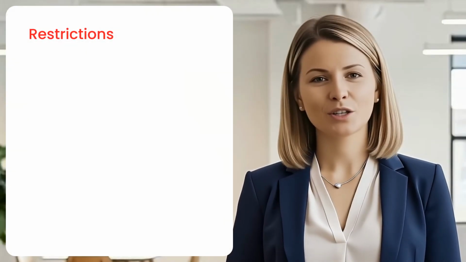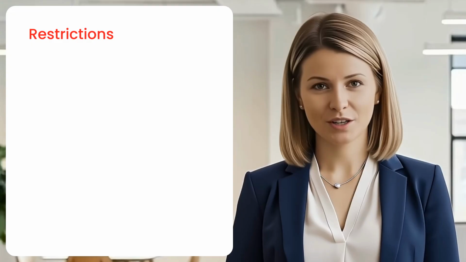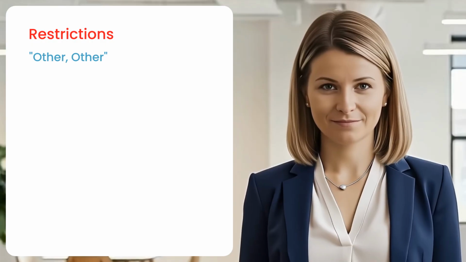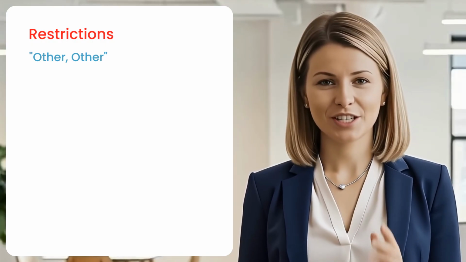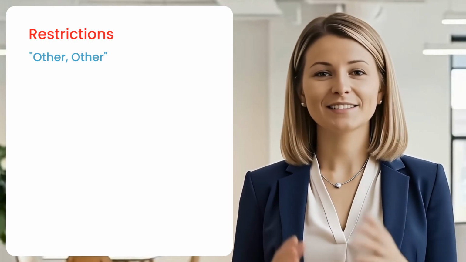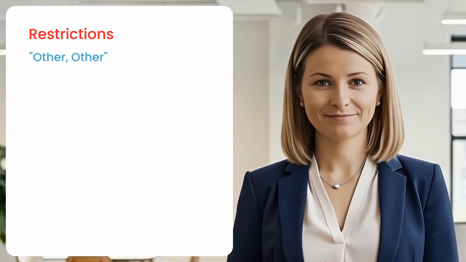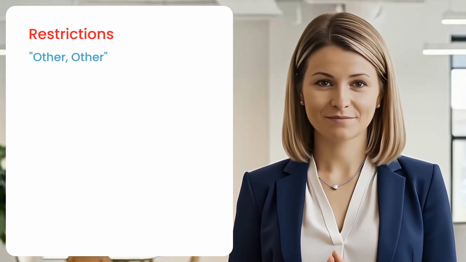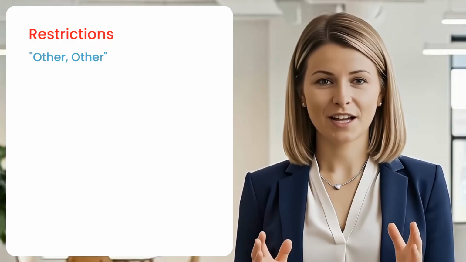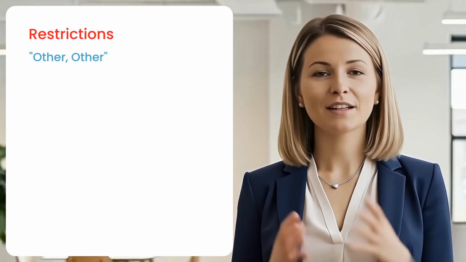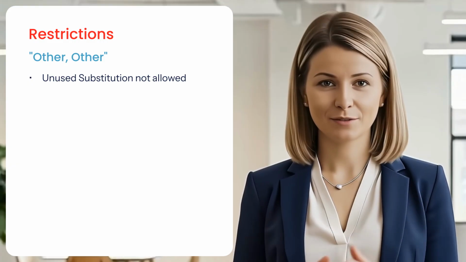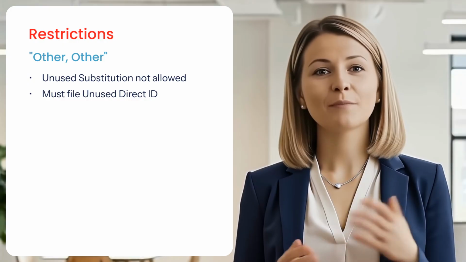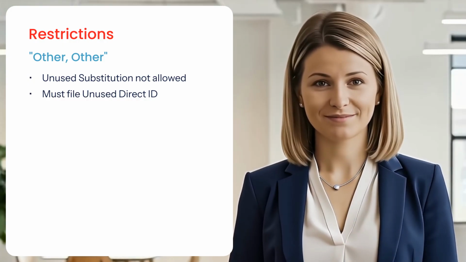Let's talk about those unused merchandise substitution rules and restrictions. First, there's the "other" classification restriction. If an 8-digit HTS description begins with "other," it's considered too broad for substitution. In that case, we then must move to the 10th digit suffix classification. If the 10-digit classification also begins with "other," then unused substitution is not allowed. In that case, we must file under unused direct identification and match at the part, SKU, or material level.